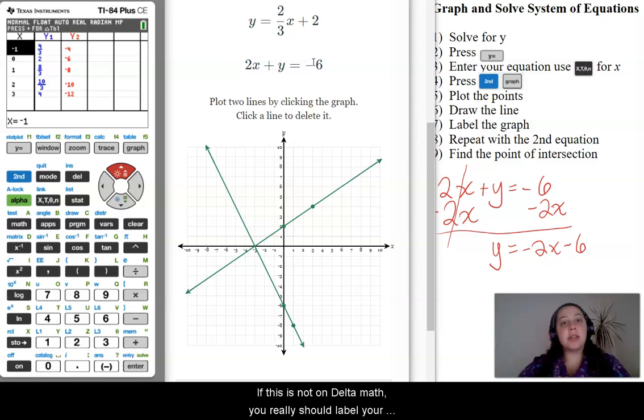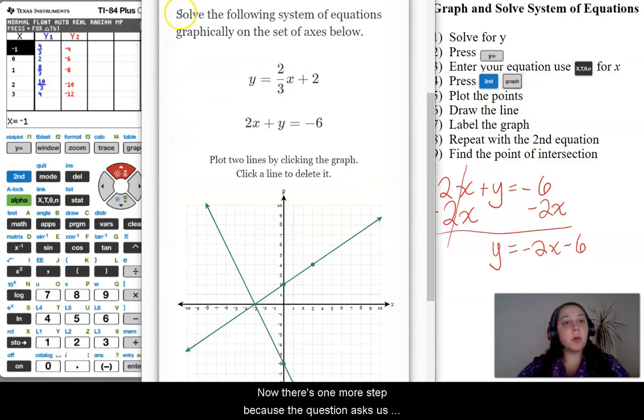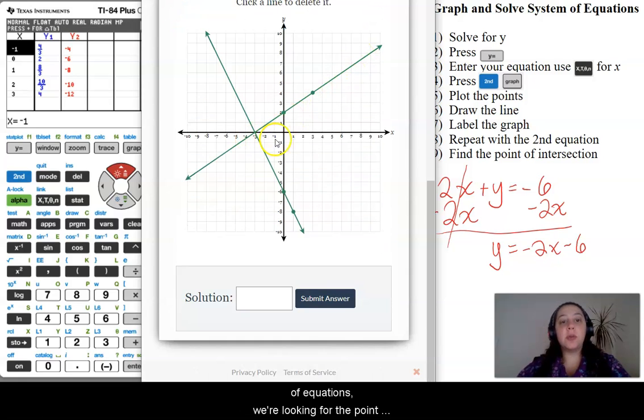If this is not on Delta Math, you really should label your equations. So I would write this next to my first graph and this one next to my second graph. Now there's one more step because the question asks us to solve. When we're solving a system of equations, we're looking for the point that makes both equations true, the point of intersection. So at negative 3 here, our lines intersect, our lines cross.